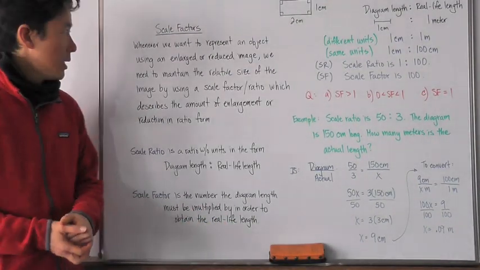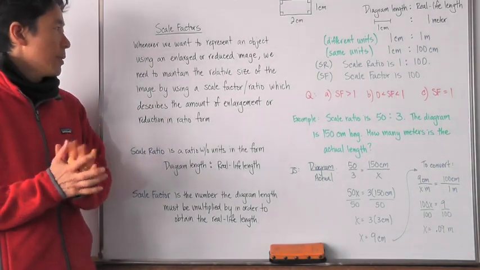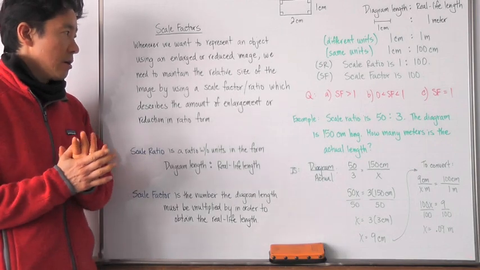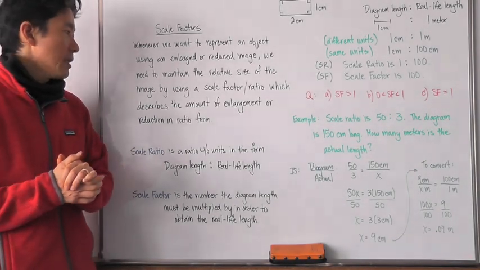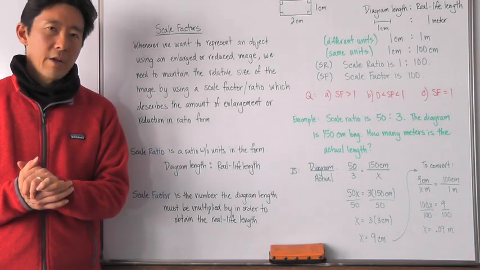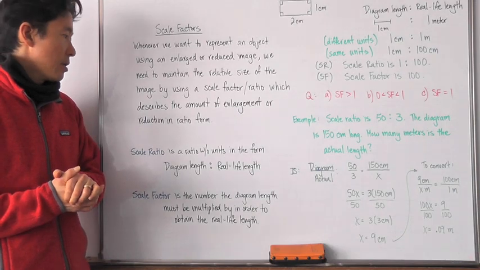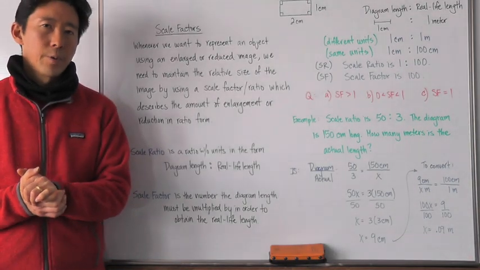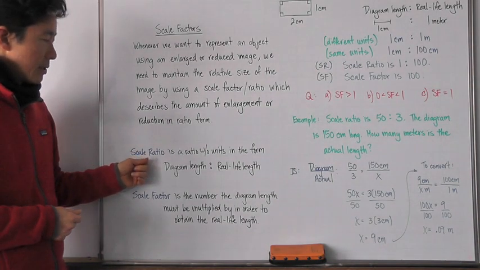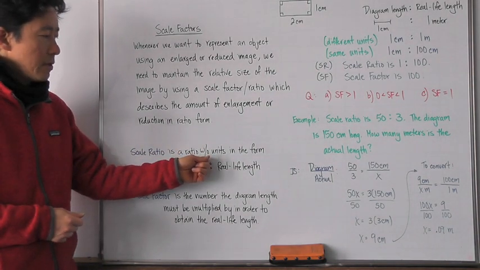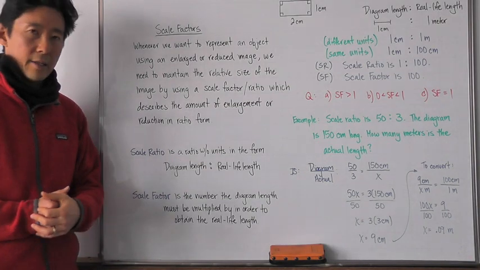Okay, hello everyone. Let's go ahead and take a look at scale factors. Whenever we want to represent an object using an enlarged or reduced image, we need to maintain the relative size of the image by using what we call a scale factor or scale ratio, which describes the amount of enlargement or reduction in ratio form. So let's take a look at what scale ratio is. Scale ratio is a ratio without units in the form diagram length to real life length.